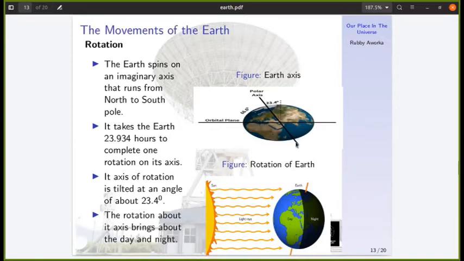And the rotation of the Earth about this axis causes day and night, such that the part of the Earth that is facing the sun will be experiencing day, whilst the other part of the Earth that is not facing the sun will be experiencing night.